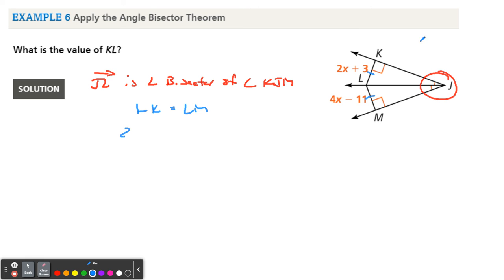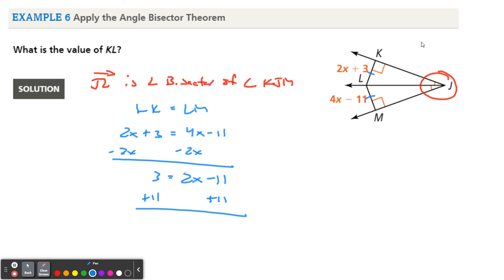L to K is 2x plus 3. L to M is 4x minus 11. And we solve for x. I'm going to bring the 2x to the right by subtracting it. 3 comes down. 4 minus 2 is 2x minus 11. I'm going to add 11 to both sides to get the 2x by itself. 3 plus 11 is 14 equals 2x. And then the 2 is multiplying with the x, so we'll divide by 2. And I get an x value of 7.